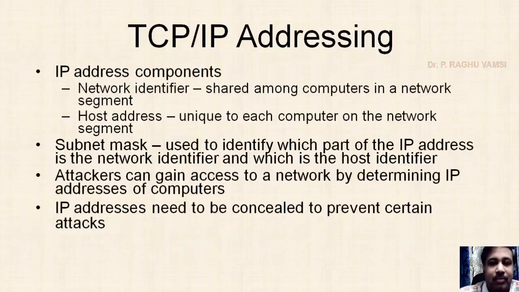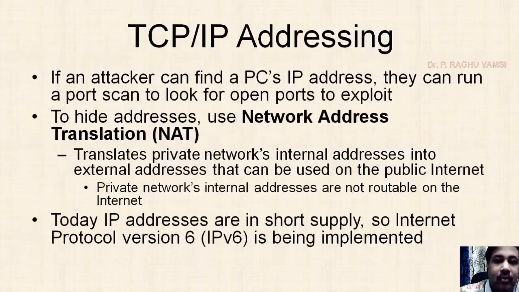So IP address components are the network identifier and the host identifier, and the subnet mask will help us figure out what is the network address and what is the host address. And one more thing is, if an attacker can find the PC's IP address, they can run a port scan to look at what open ports there are to exploit.